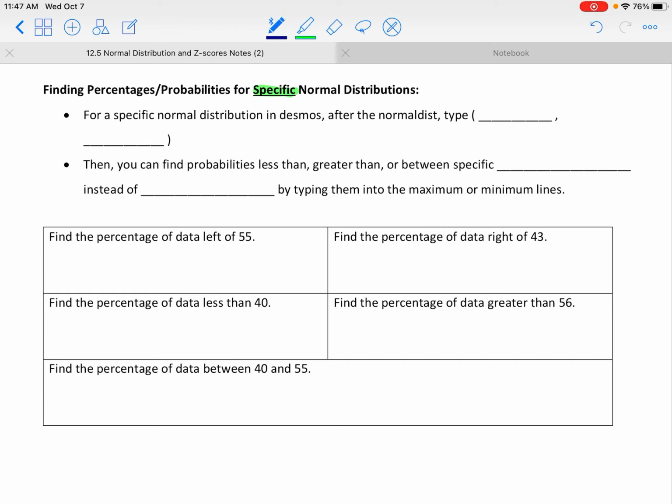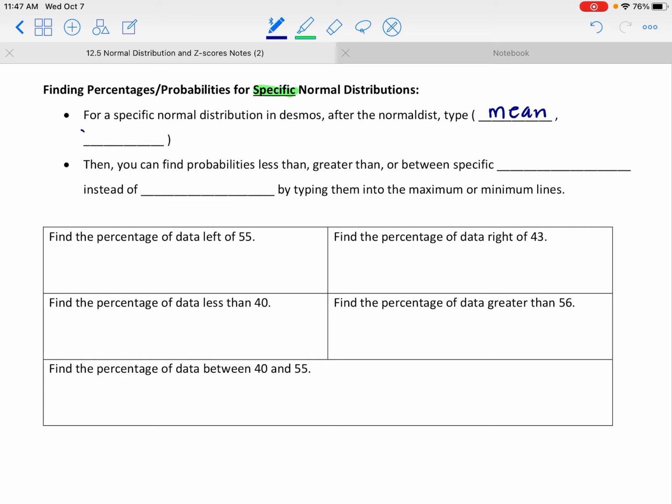So what we're going to do is for specific normal distributions in Desmos, after the normal dist, in the parentheses, we're going to put the mean separated by a comma with the standard deviation.